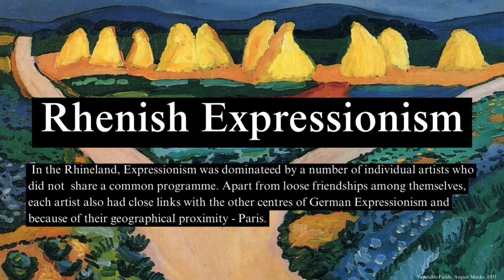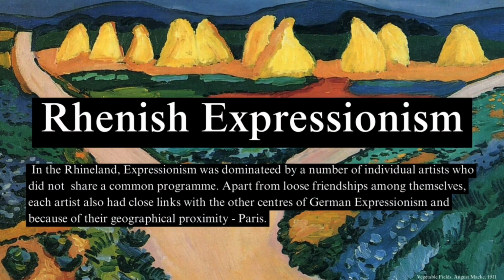In the Rhineland, Expressionism was dominated by individual artists who did not have a common group, but they had friendships among themselves and were also closely linked with other centers of German Expressionism. And due to their geographical proximity, they were influenced by Paris and the modernist art movements of Paris.